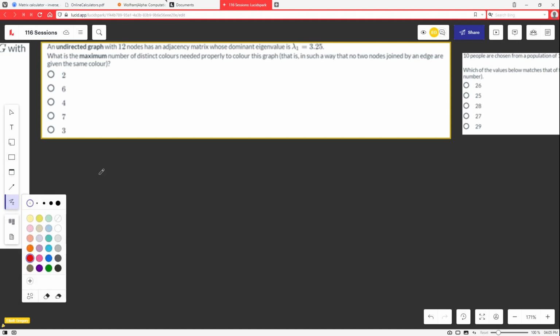So 3.25 plus 1 equals 4.25. Rounded down equals 4.